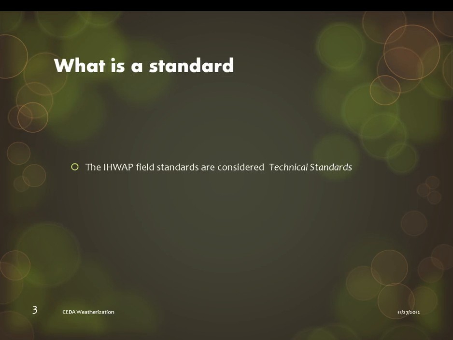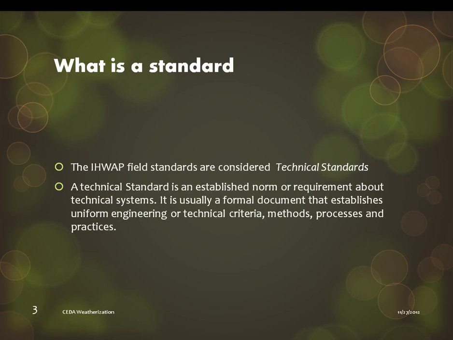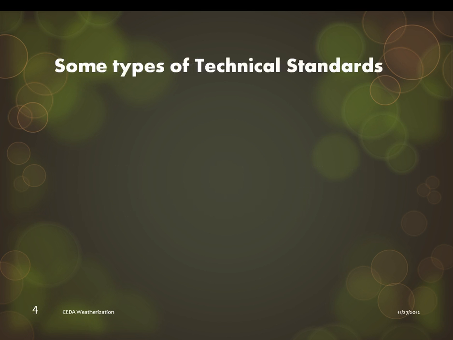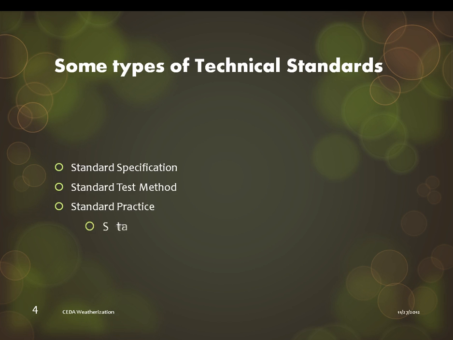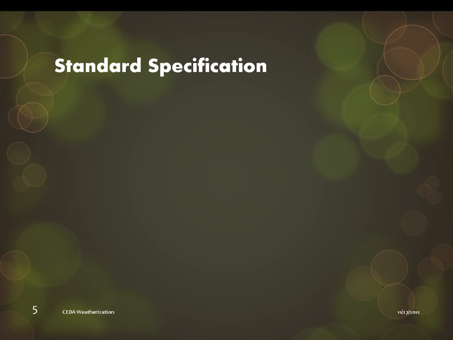So what is a standard? Well, the IHWAP field standards are considered technical standards. But what's a technical standard? A technical standard is an established norm or requirement about technical systems. It is usually a formal document, just like our printed booklet is, that establishes uniform engineering or technical criteria, methods, processes, and practices. So there are different types of technical standards. One would be a standard specification, two would be standard test methods, three would be standard practice, four would be standard guide.